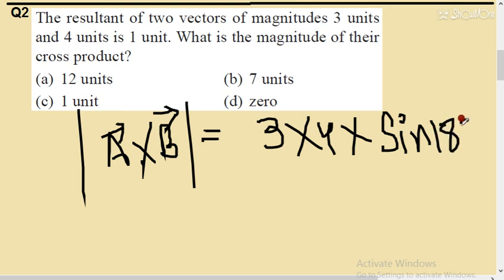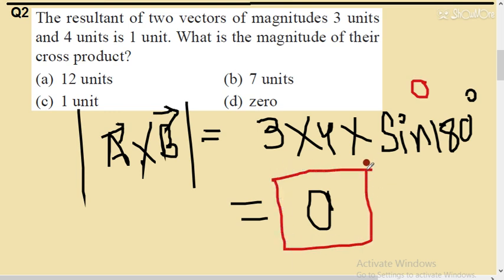Students, if you know the value of sine 180 degrees, that is equal to 0. So sine 180 is equal to 0, that means the whole term is equal to 0. So the magnitude of a cross b is equal to 0, that means option number D. Option number D is the right answer for the second question.